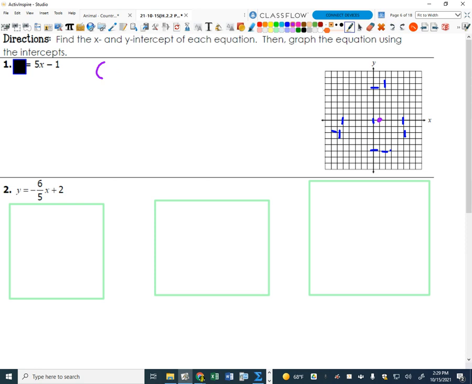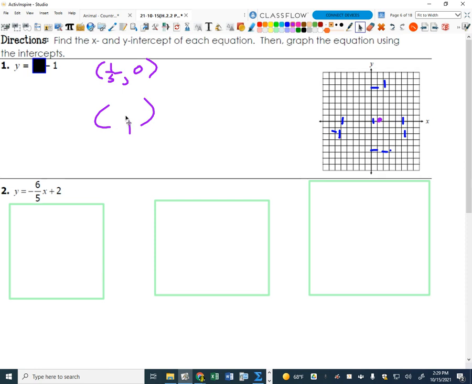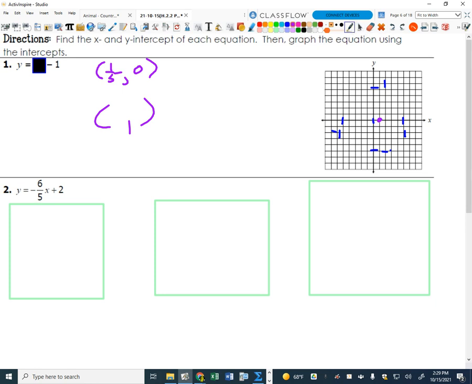Gosh, I keep messing up. 1/5, and we set y equal to 0. My y-intercept, if I set the x term equal to 0, what's y equal to? Well, negative 1, right? So 0, negative 1, that's supposed to be a negative 1 there. And now all I have to do is connect and extend, and I got it.